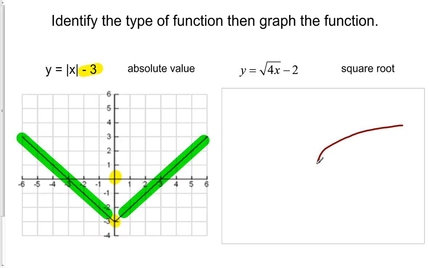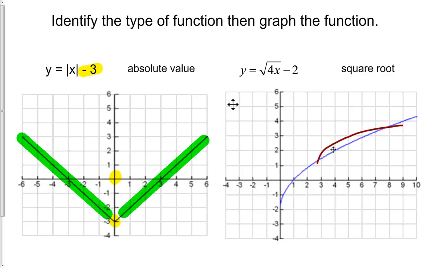You also know that you can't go to the left because you can't take the square root of a negative number. So if you had x equals negative 1, you'd be taking the square root of negative 4, and that's just not going to work. So, knowing that your graph should look something like this, let's see what it in fact does look like when you graph it. Alright, so looks like this original guess here wasn't too bad.